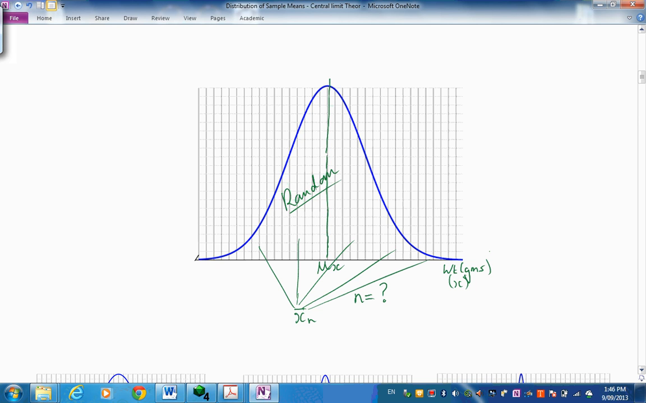How close are we to that will depend upon the sample size. Let's just stick with a normal distribution for the moment. Let's say the weights are the variable, normally distributed around some mean and some variance, or sigma squared. I don't think 5 would cut it, would it?